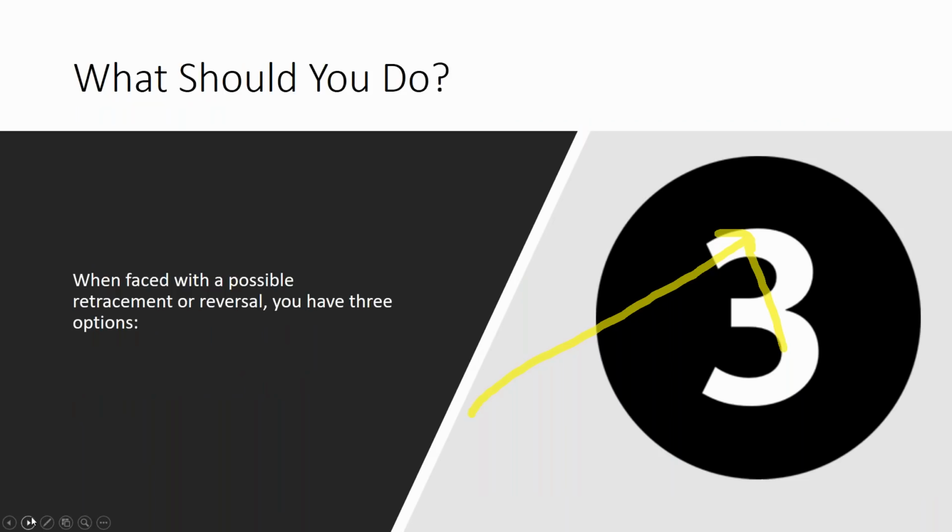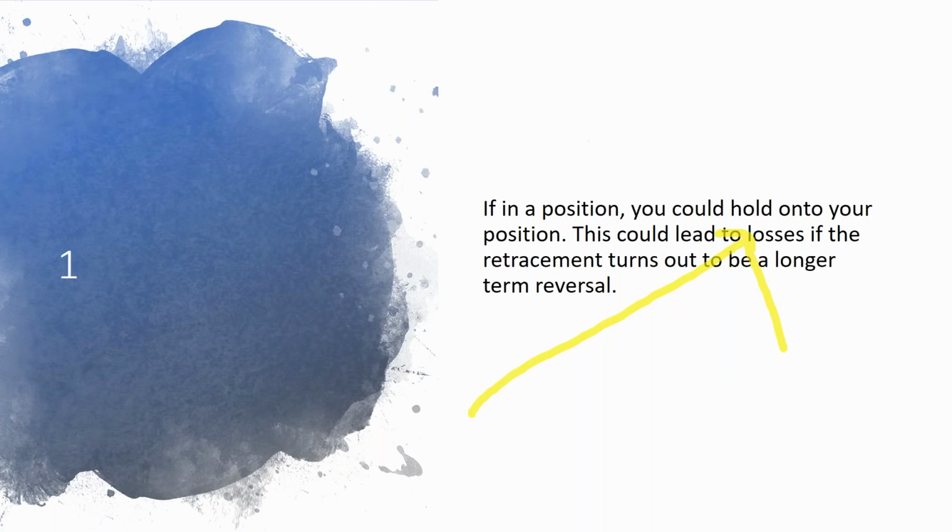So let's talk about what you should do. Remember, we talked about there's three possible scenarios. When faced with a possible retracement or reversal, you have three options. One is, if in a position, you could hold on to your position. This could lead to losses if the retracement turns out to be a longer term reversal.